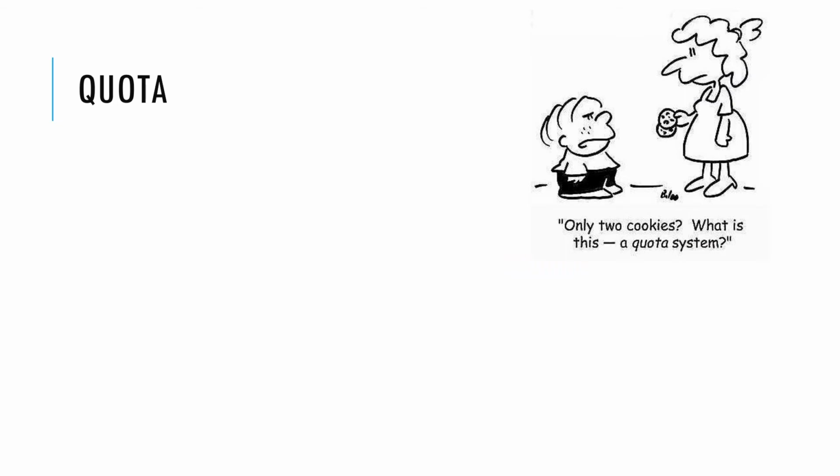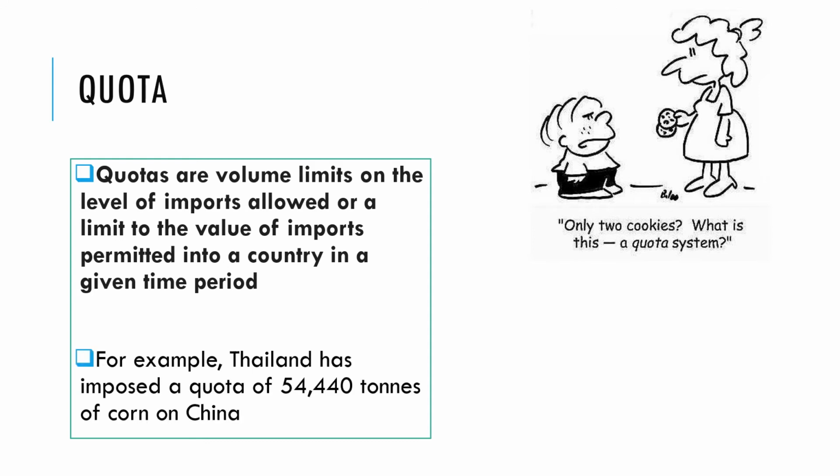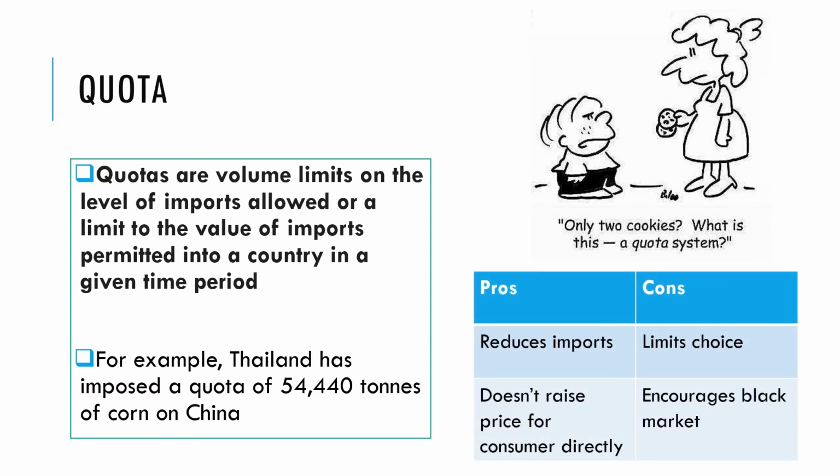Okay, the next one we're going to look at is a quota. A quota is a physical limit on the level of imports allowed into a country, or it could be a limit on the value of imports allowed into a country in a particular time period. Again, here is an example. What are the advantages and disadvantages of this?